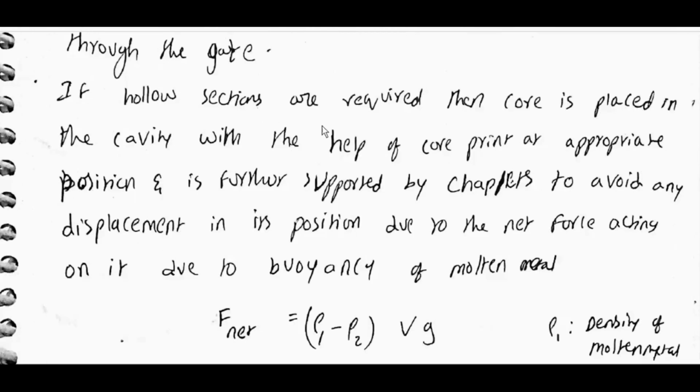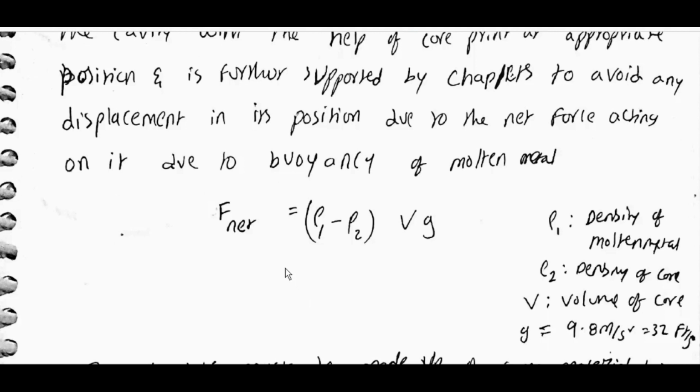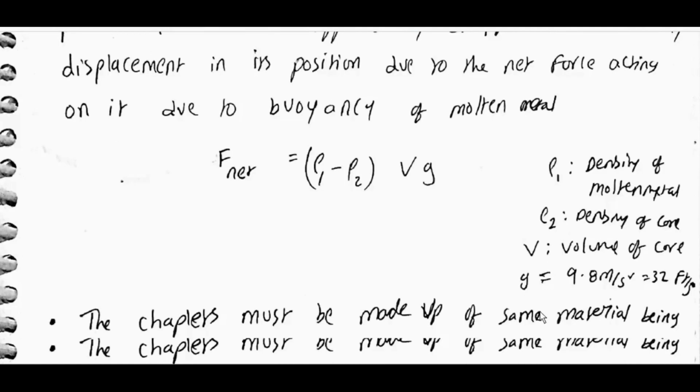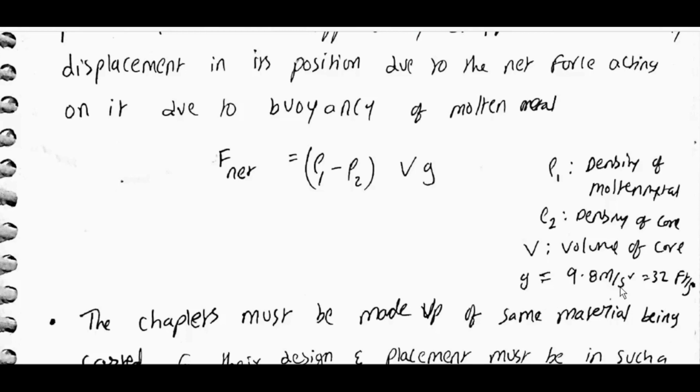If hollow sections are required, then a core is placed in the cavity with the help of a core print at the appropriate position and further supported by chaplets to avoid any displacement in its position due to the net force acting on it due to buoyancy of the molten metal. F net is equal to (rho 1 minus rho 2) into V g. Rho 1 is the density of molten metal, rho 2 is the density of the core, V is the volume of the core, g is equal to 9.8 meter per second square, which is equal to 32 feet per second square.